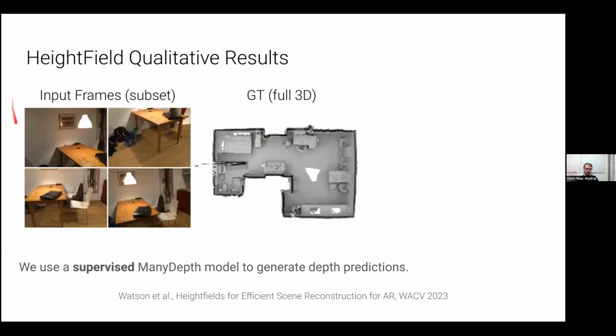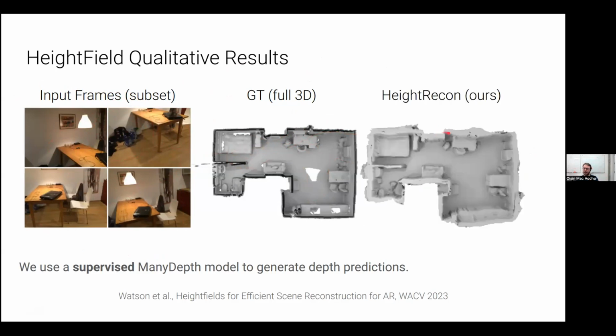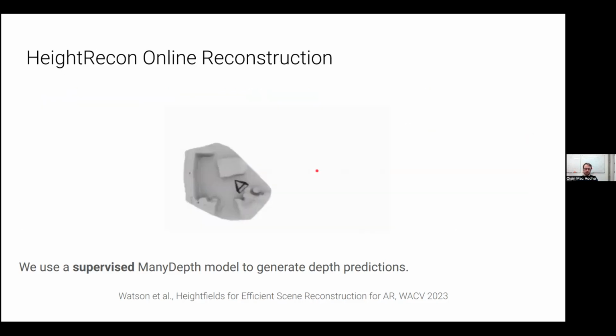And so to give you a sense of what that looks like, here on the left, we've got some input frames from a subset of a sequence of some environment. Here's the ground truth 3D reconstruction, again, viewed from the top. And here is our prediction from our HeightRecon method. So again, it's a much sparser representation because it's just this height for each of these objects, but it's actually a pretty reasonable approximation of the shape and probably quite useful for tasks like navigation and so on.